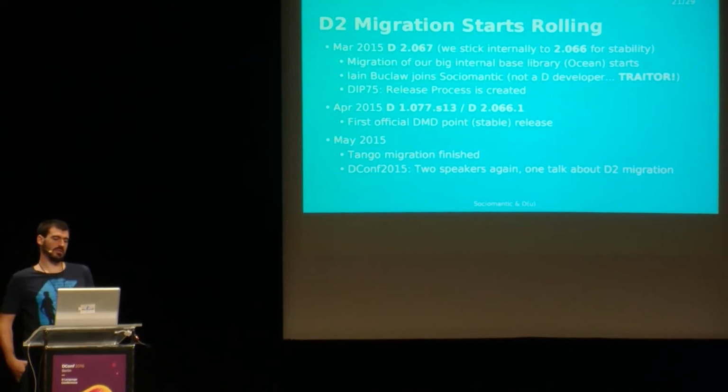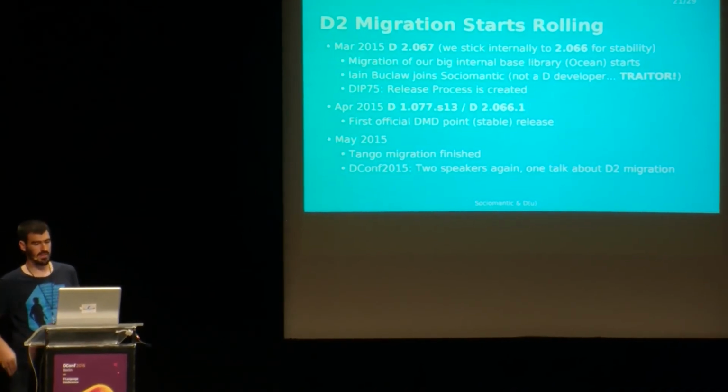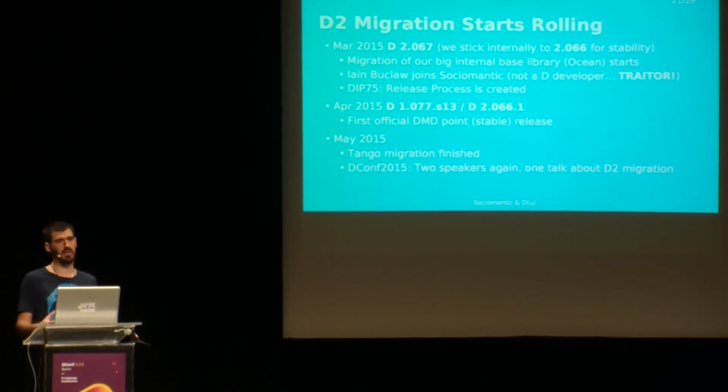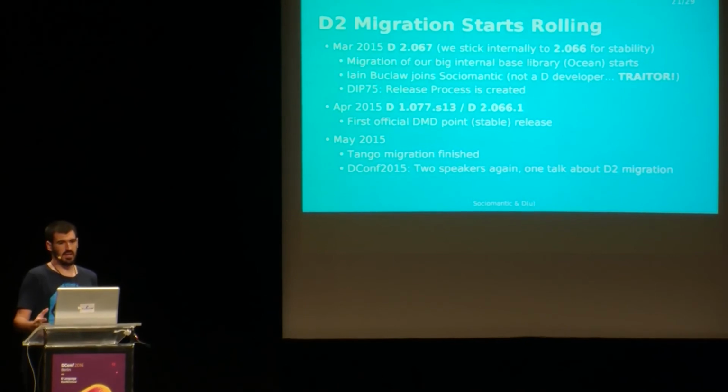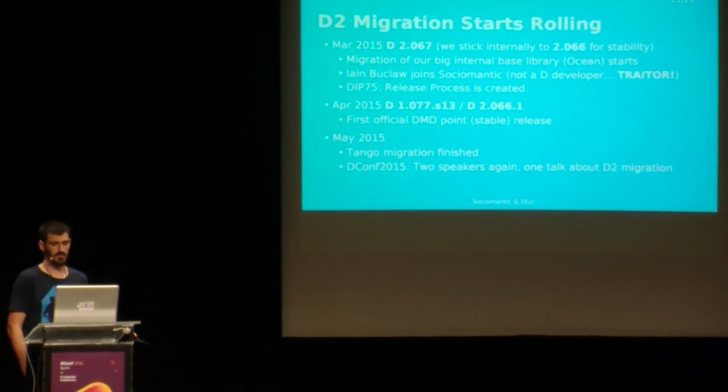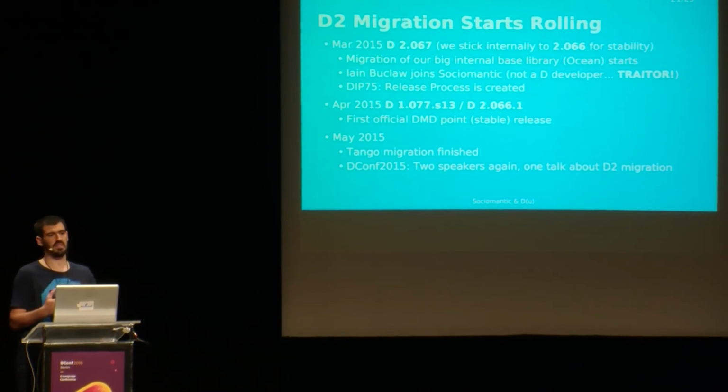So in March 2015, we start migrating our biggest and most important library to D2. This is called Ocean, and it was basically an extension of Tango. There was some code that we wanted to add. There were very basic facilities that were missing in Tango, or stuff that we extended from Tango.